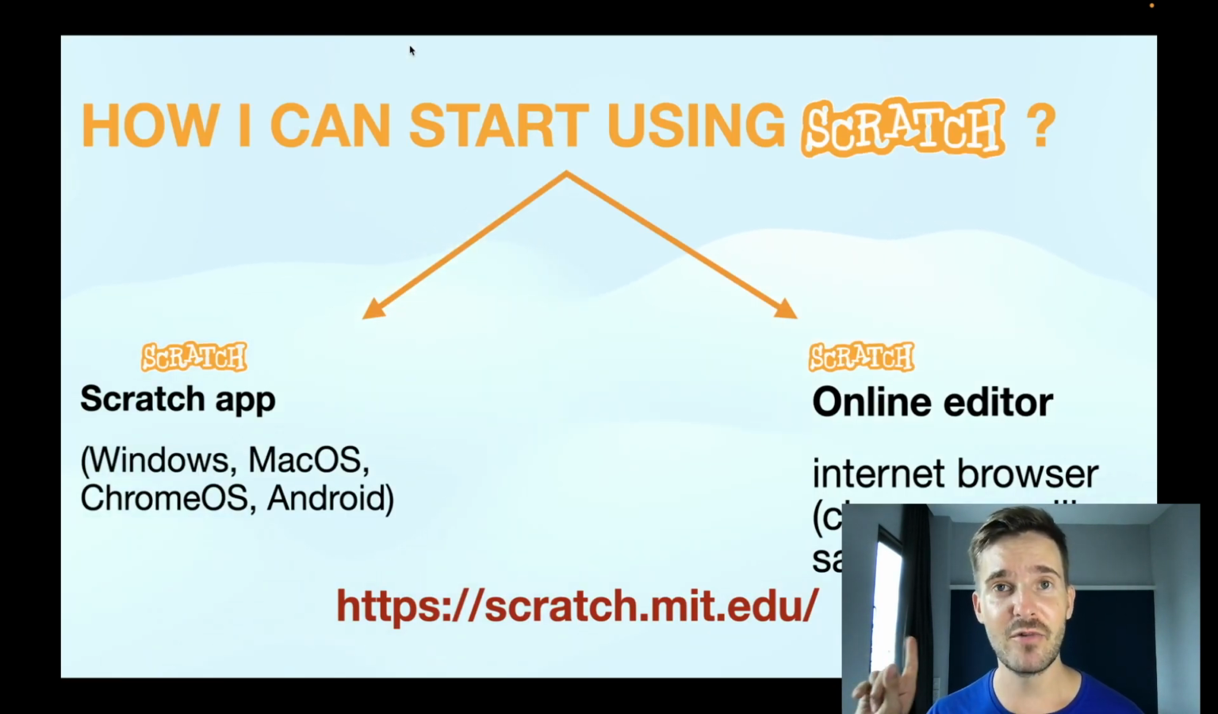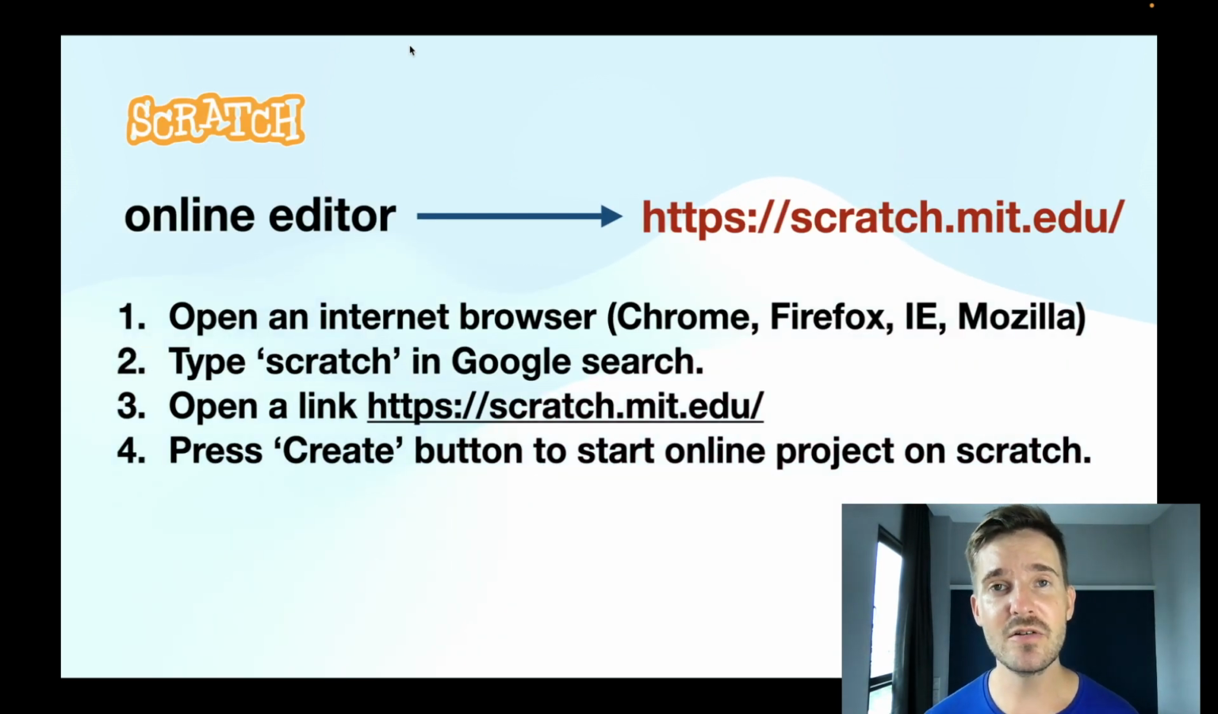How can you start using Scratch? There are two ways. First, you can use the online Scratch editor. Second, you can download and install the app. In my videos, I'm going to show you how the Scratch online editor works. How can you open it? Firstly, open a web browser such as Google Chrome, Safari, or Firefox. Then type Scratch in the search and open the link scratch.mit.edu, and press the Create button on the start page, and you can start your online project on Scratch.